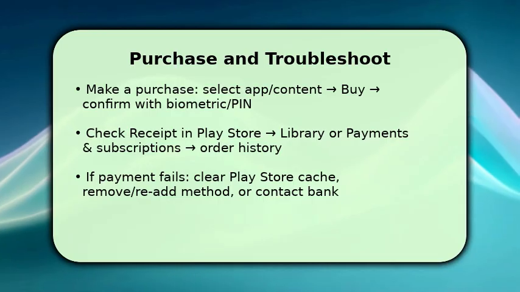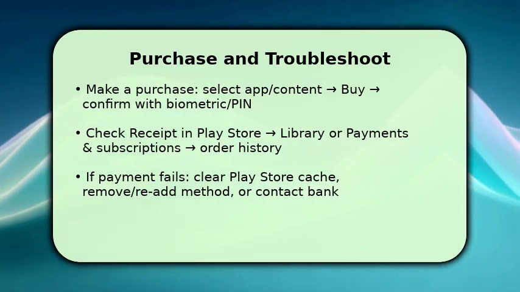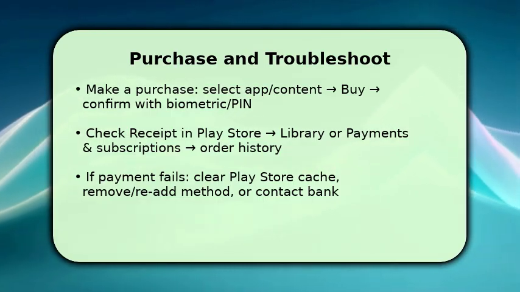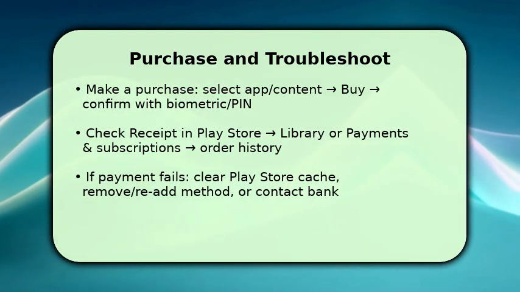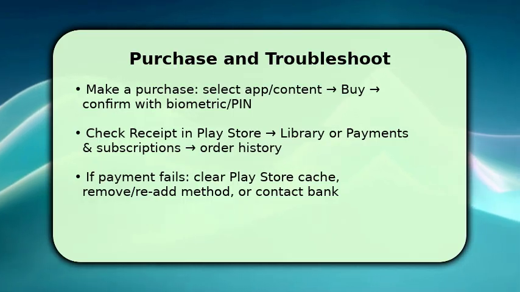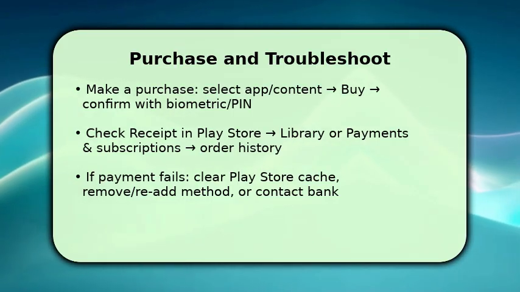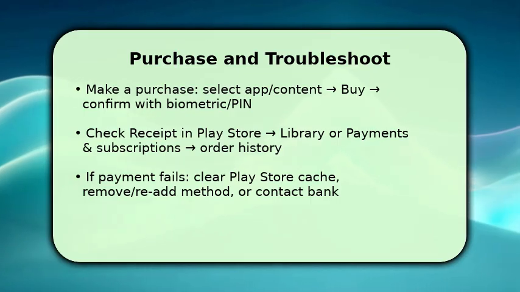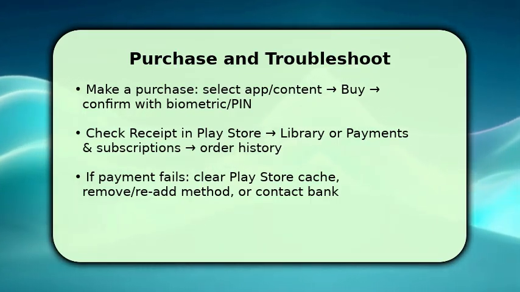If something goes wrong, troubleshooting is simple. Clear the Play Store cache, remove and re-add the payment method, or contact your bank if a block occurred. Often a quick cache clear or re-verification resolves most errors and gets you back to buying immediately.